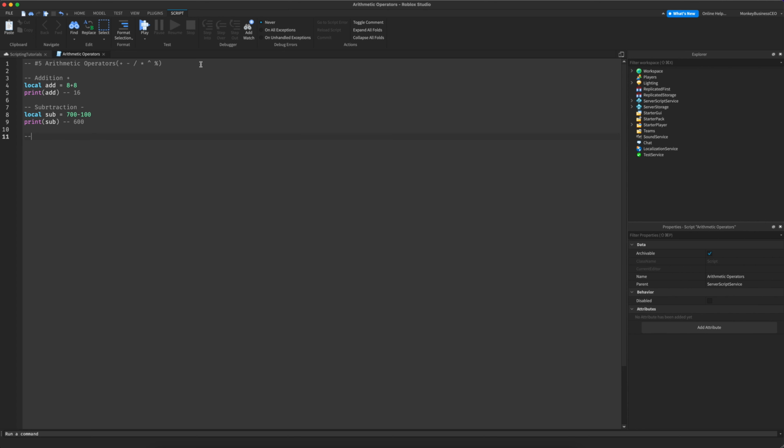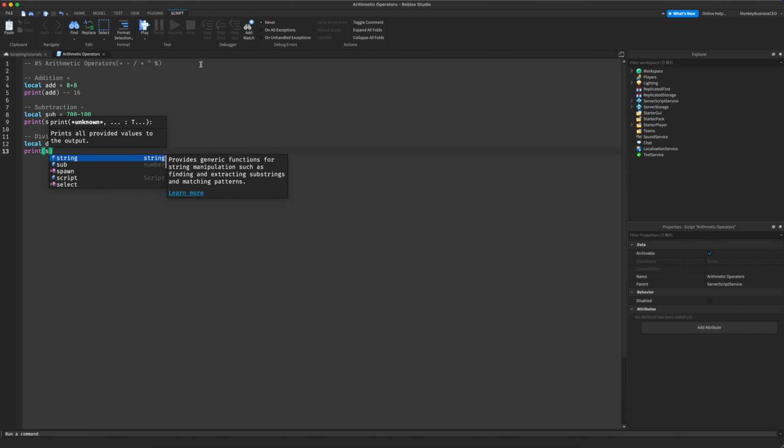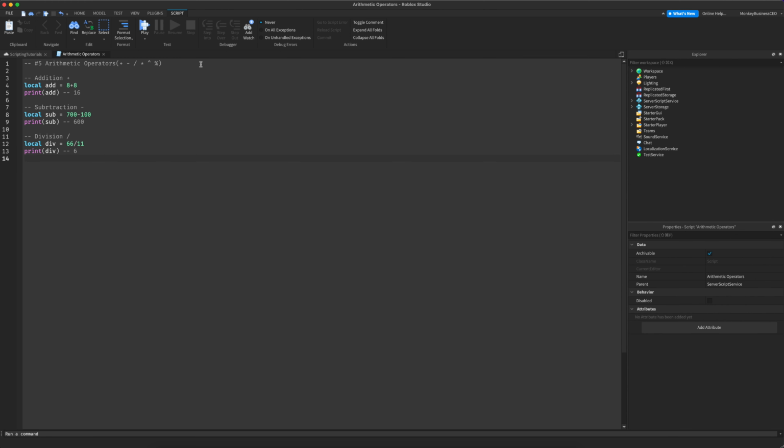So next we're gonna do division, which is just a slash sign. So if we do local div equals 66 divided by 11, and we do print div, whoops, that will print 6 in the output.